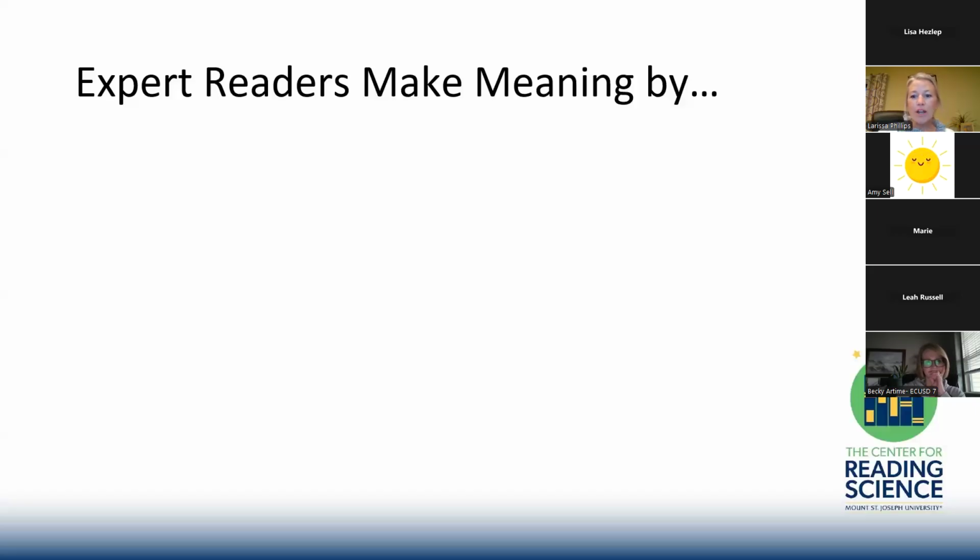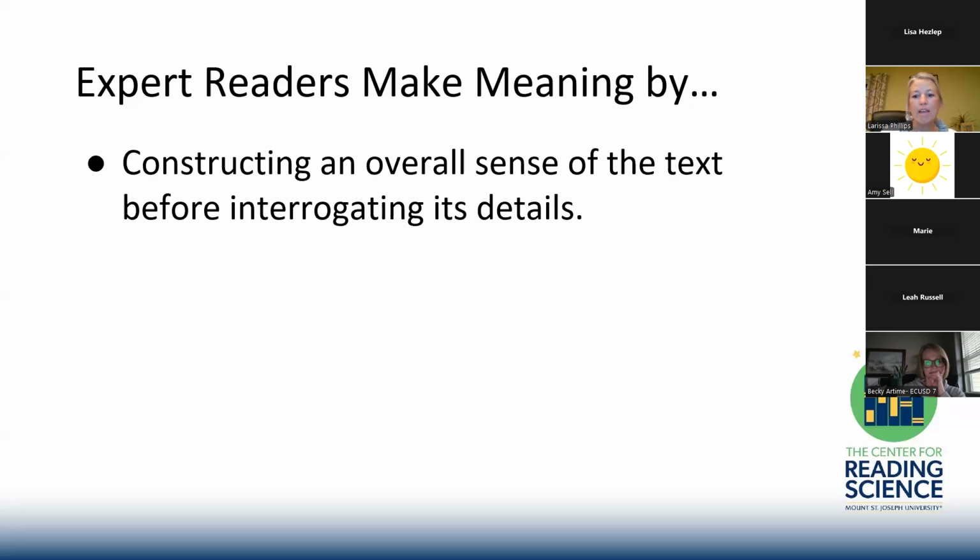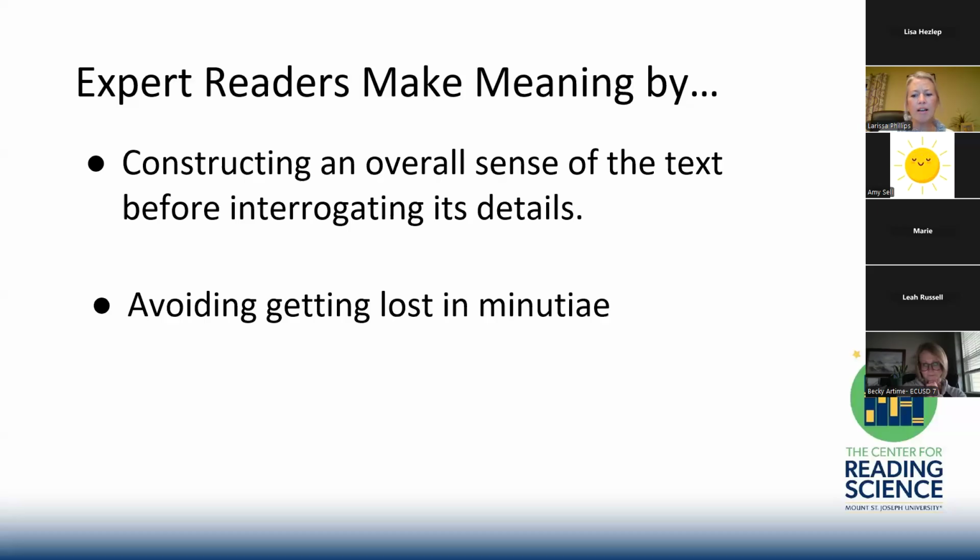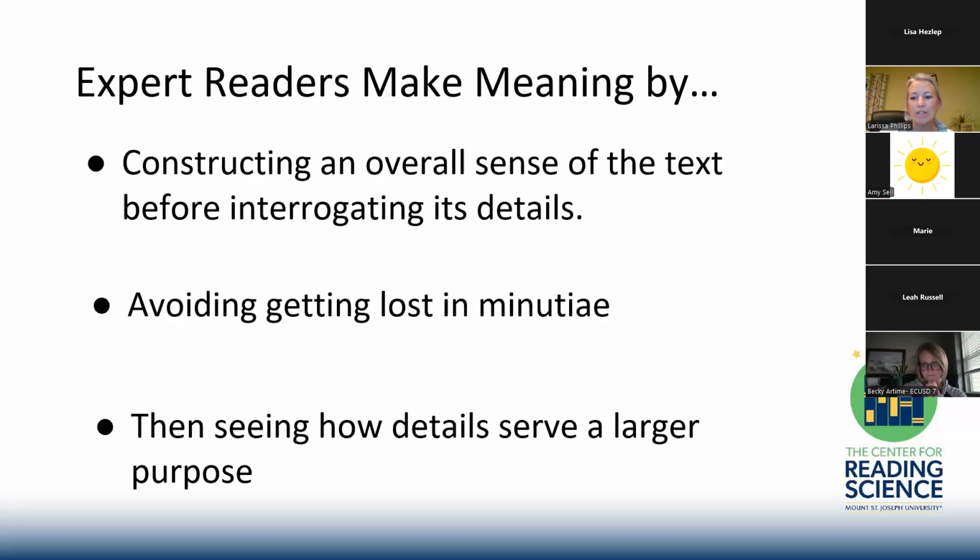So Fry and Fisher emphasize that this progression mirrors how expert readers make meaning. They first construct an overall sense of the text before interrogating its details. Beginning with the whole also helps students sustain comprehension, avoid getting lost in minutia, and they can see how details serve a larger purpose.